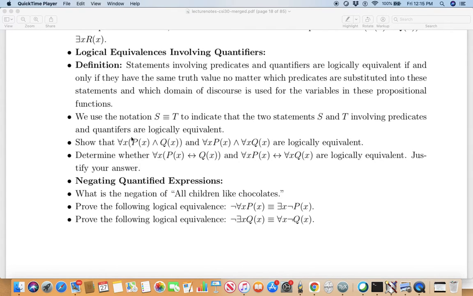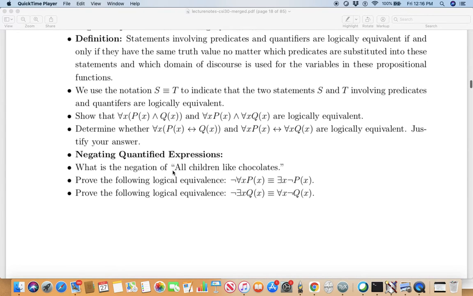is equivalent to the proposition for all x p(x) and for all x q(x). So you notice what this says is for all x, p(x) and q(x). That is, for every x, p(x) holds true and q(x) holds true. This may be rewritten as for every x, p(x) holds true and for every x, q(x) holds true. They are logically equivalent.